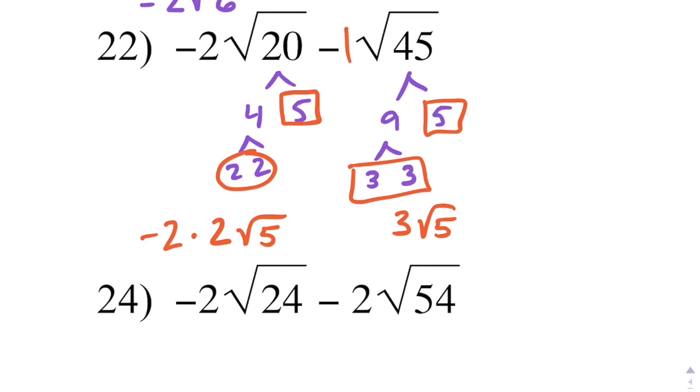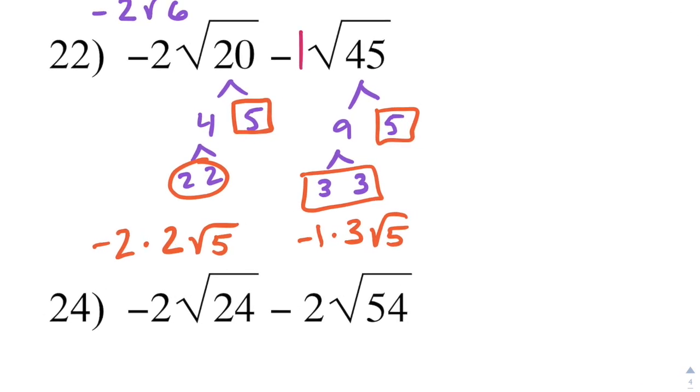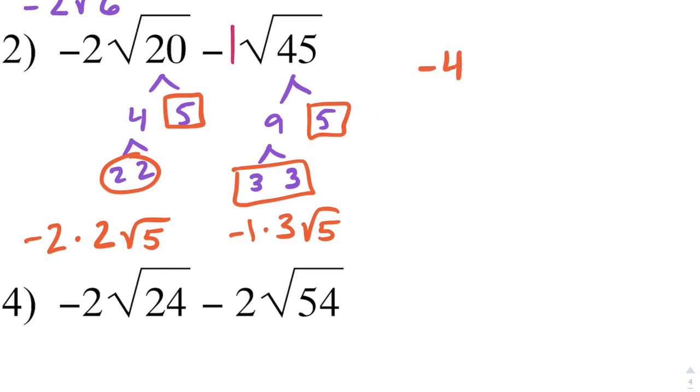In this case, I have a negative 1. That's implied, that's a 1. So it's negative 1 times that, 3 square roots of 5. So looks like I have a total of negative 4 square roots of 5. And we're going to take away from it 3 square roots of 5, which makes a total of negative 7 square roots of 5.